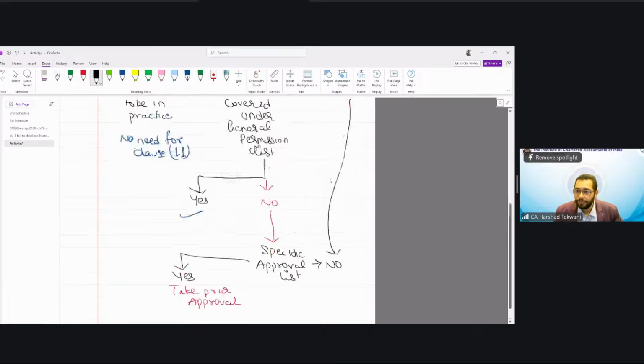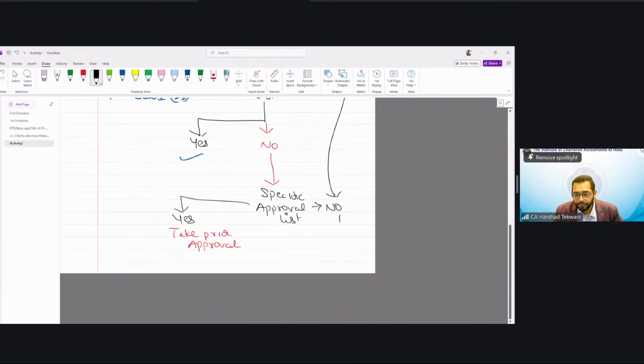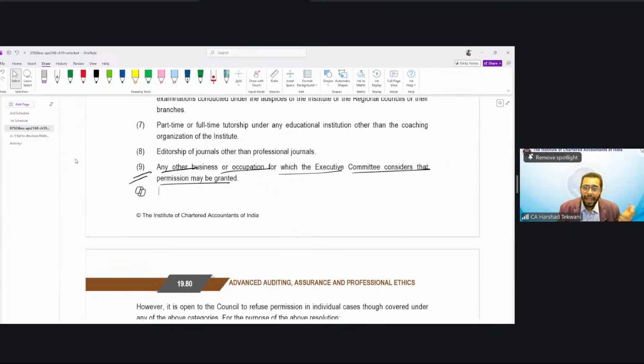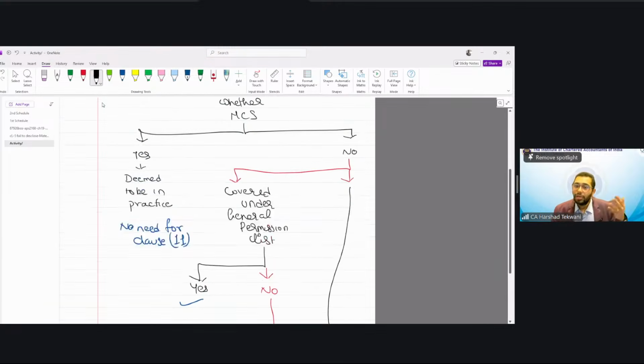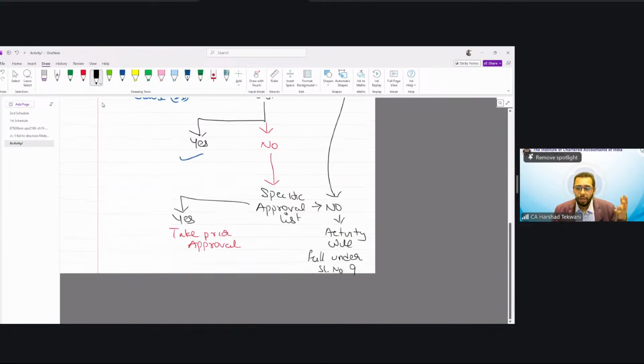it will come down to over here. It will fall under the residuary area. There is a clause 9 that we discussed: item number 9, any other business or occupation for which the executive committee considers that permission may be granted. So you need to check whether this permission can be granted under item number 9. The activity will fall under serial number 9, and accordingly you need to take the prior approval. Again, if it falls under activity 9, then take prior approval and then engage.